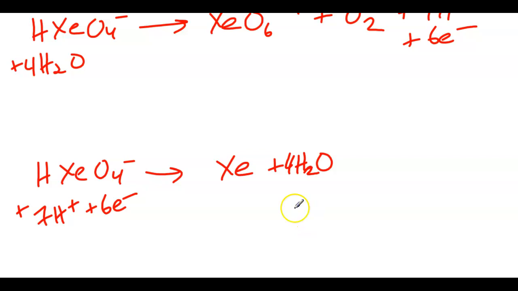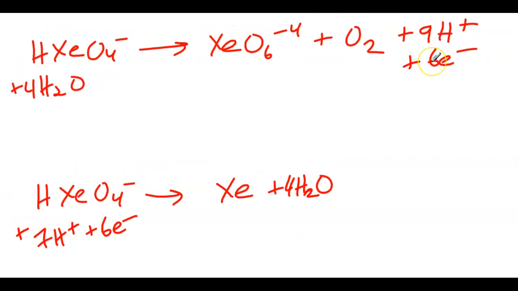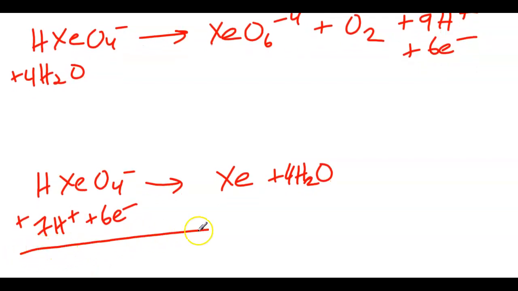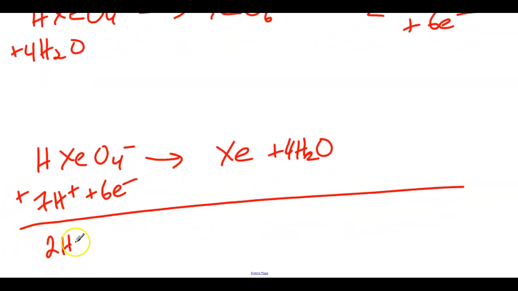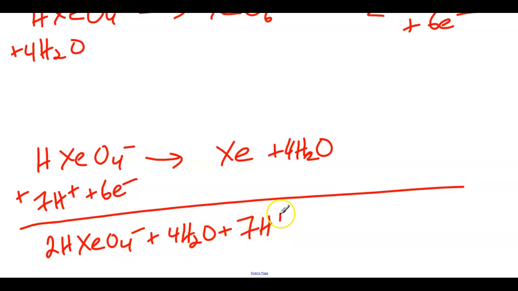All right, so now let's check our electrons. We have 6 electrons and 6 electrons. All right, so we don't have to multiply by an integer. So we're going to add the 2 together. So we're going to have 2 H, I'm just going to clean that up right now because we have this times 2. Plus, we have 4 waters, plus 7 hydrogens, plus 6 electrons.